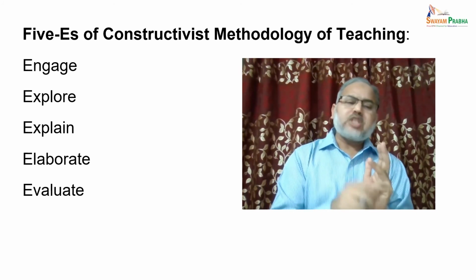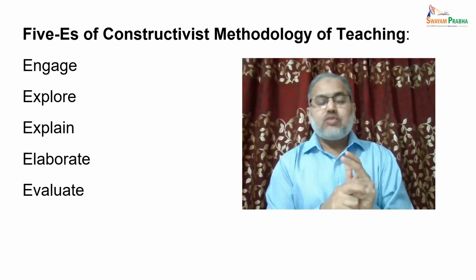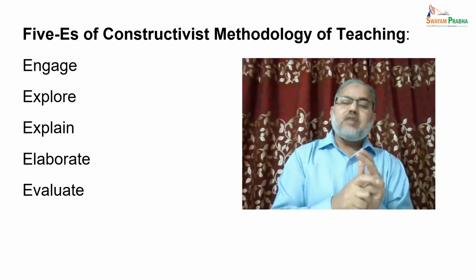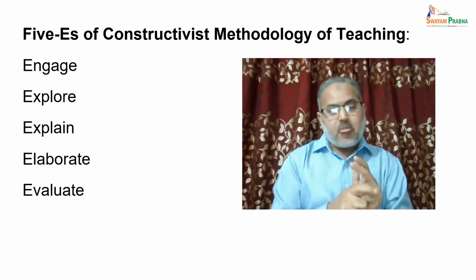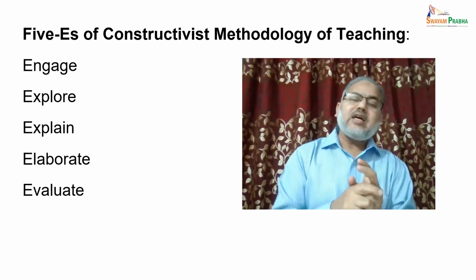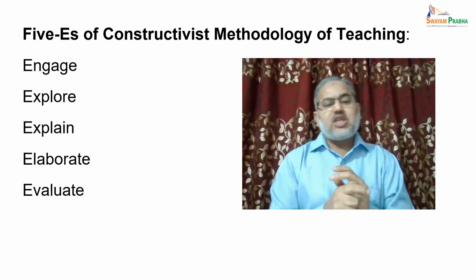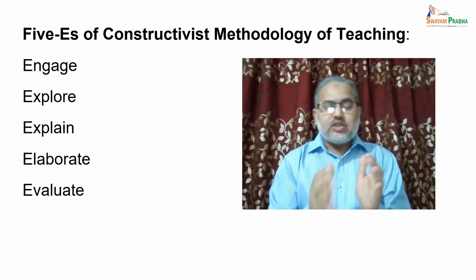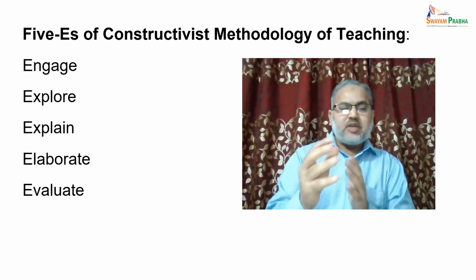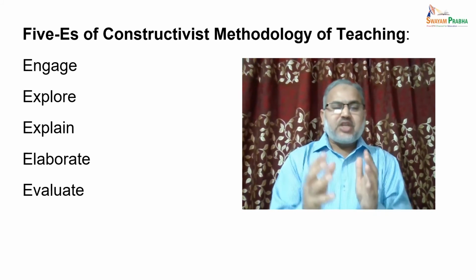Now they should be put to explore, which means learners should be put to discover something on their own, to explore the things they are supposed to learn, and the teacher should be facilitating the process of exploration. Then the third one is explain. The teacher will also explain, but first let the learners explain whatever they have explored and learned through the process of engagement. So first let the learners explain whatever they have experienced through engagement and exploration, and then the teacher will refine the explanation in their own way.